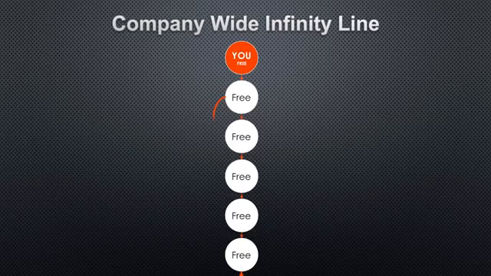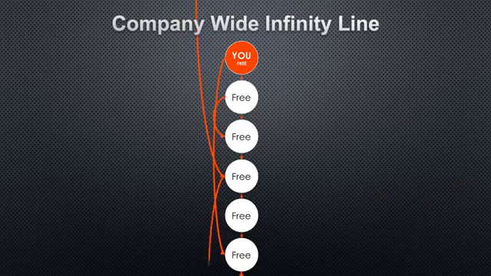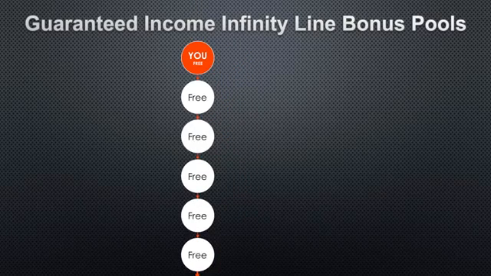But the way that our company Infinity Line works is every single person in the entire company goes into one line when they sign up as a free member, whether it's from a direct referral or whether it's from somebody 1,000 levels above you, placing people down underneath you. Based on the timestamp and when people sign up, every single person in the company goes into one vertical line.